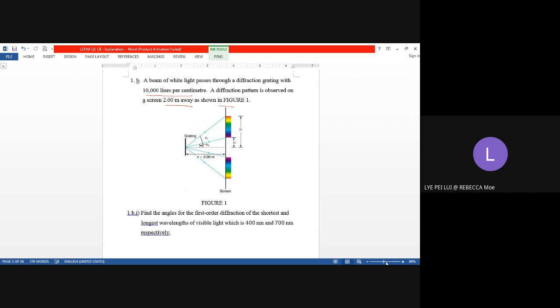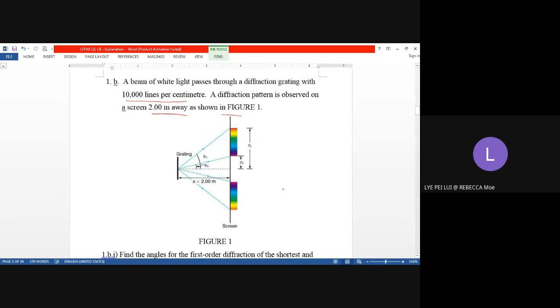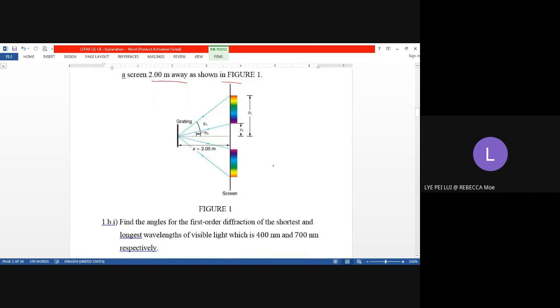Okay, then let's look a bit. So you look at the figure, you can see yS. This one is yL, theta, theta. This one is S, and then L. Theta L, grating, diffraction grating, x, from grating until screen. This one is my screen. Spectrum. Then we have n, we have d.